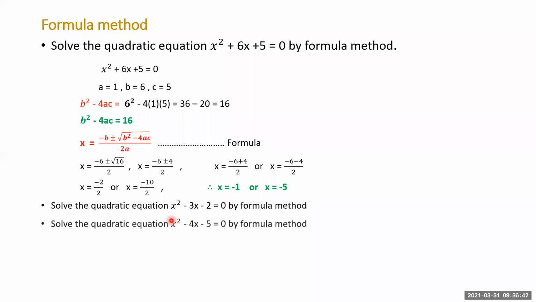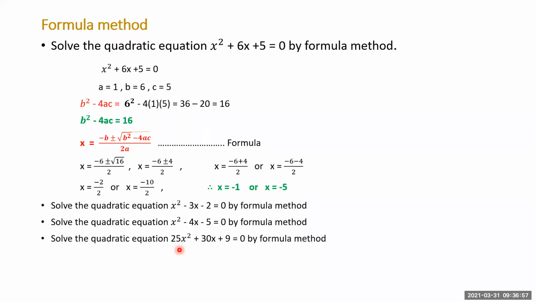So here some practicing questions also I have given. Solve the quadratic equation x square minus 3x minus 2 equal to 0 by formula method. And solve the quadratic equation x square minus 4x minus 5 equal to 0 by formula method. And one more, this is a solved sum from your textbook.